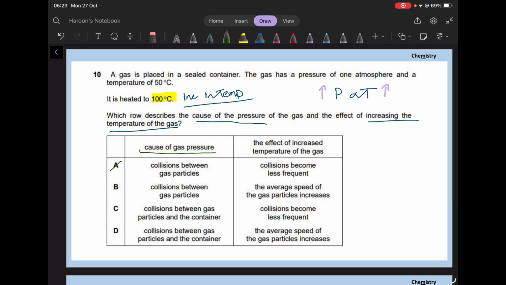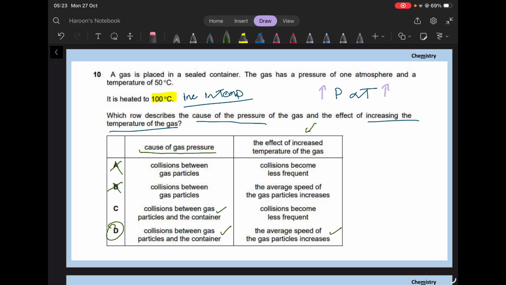So A is already out. And in B, you can see collisions between gas particles. Not really. It has to be collisions between the gas particles and the wall of the container, right? Either C or D is the correct answer. A and B are already out. Now, the effect of increased temperature of the gas. The particles will start moving faster because temperature increases, kinetic energy increases, and speed of particles increases. That is what causes a greater number of collisions with the wall of the container, and that is what increases the pressure for us. So D has to be the actual answer.